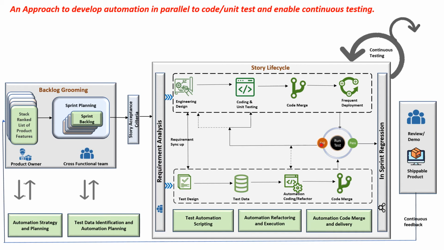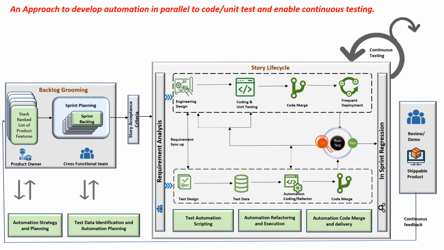If something fails, then the analysis will happen to determine whether it's a code issue or an automation test case issue. If it's an automation test case issue, the refactoring will happen, and if it's still failing, then it will go to the engineering piece, and they will analyze and fix the issue. They will again merge and deploy, and then the test will again run in the integrated mode.